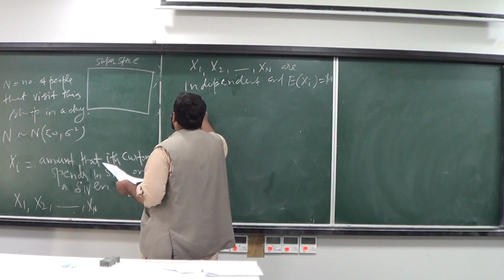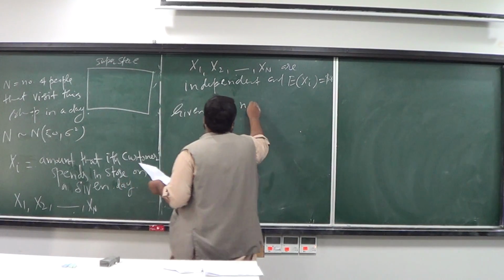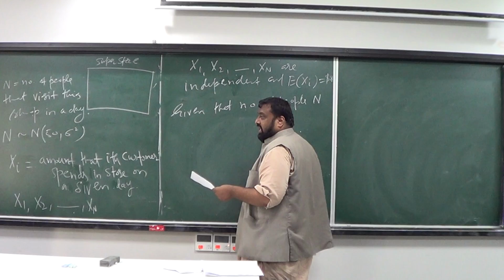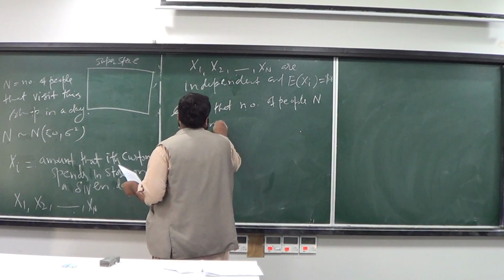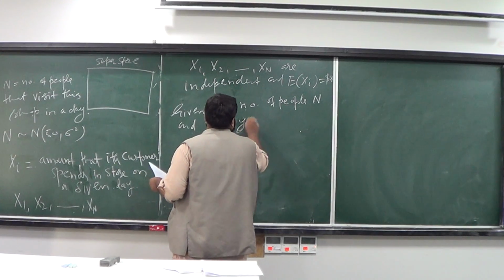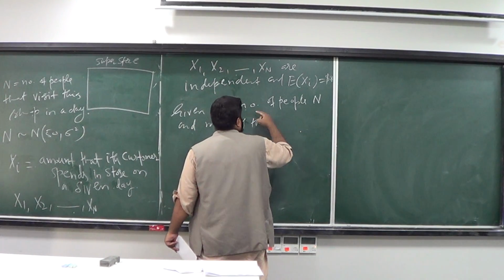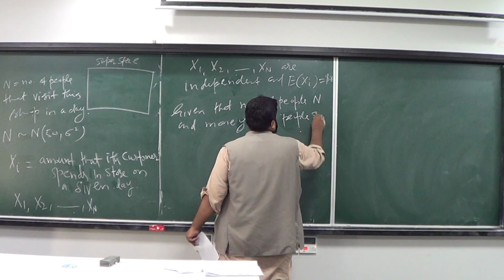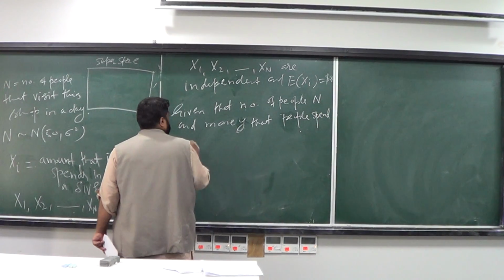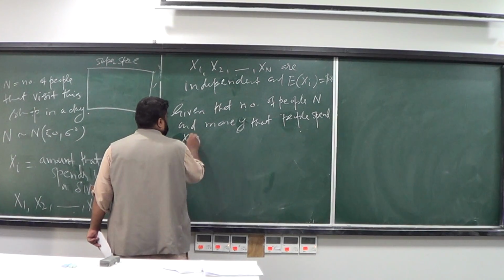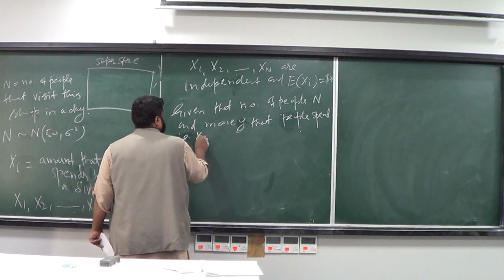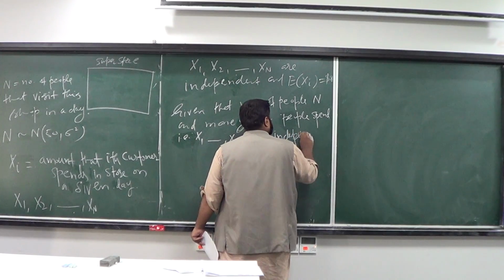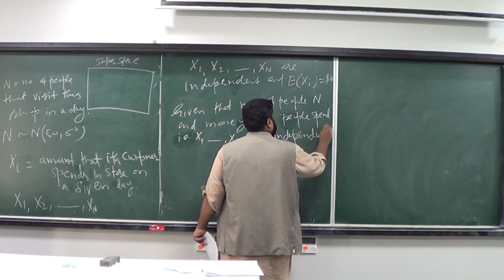It is also given that the number of people n and the money that those people spend, in other words these xi, that is x1 up to xn, are independent.